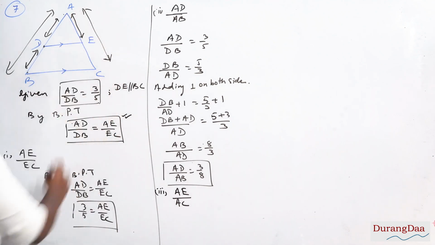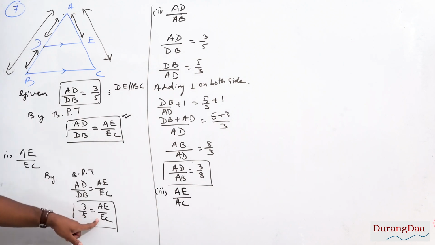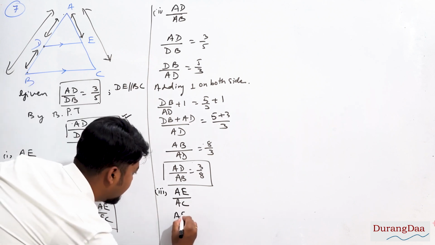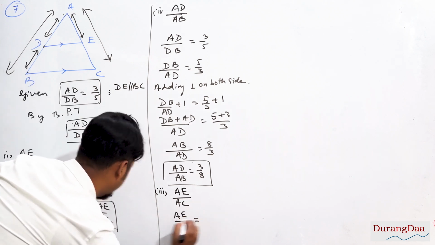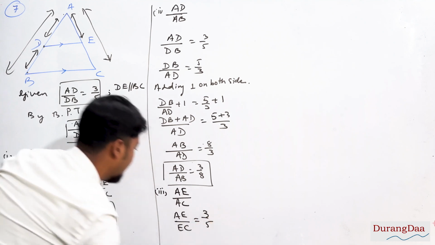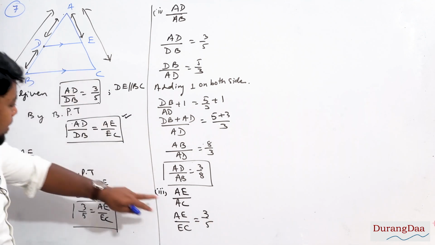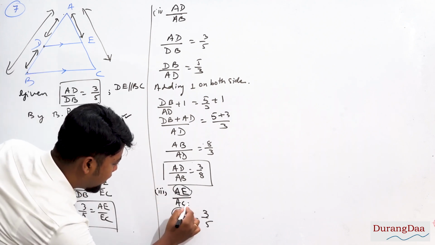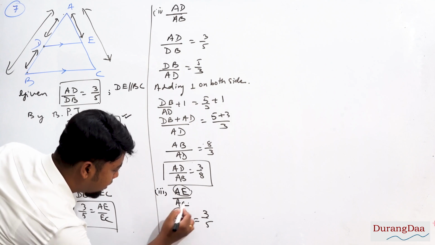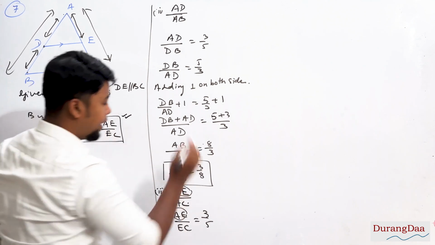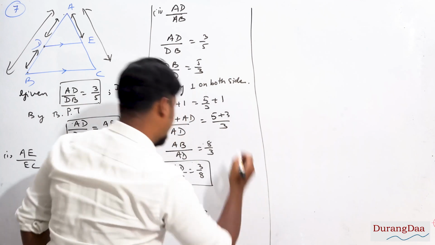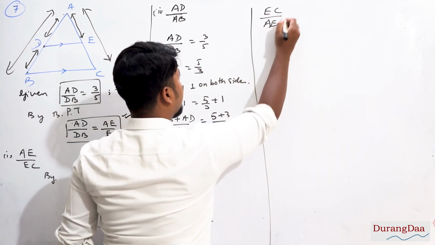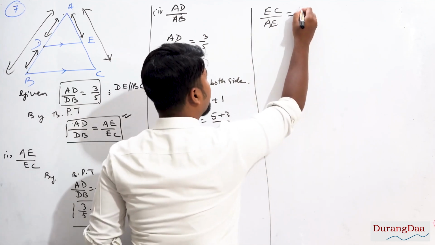Already we have got the value of AE by EC. The same method we'll use. The value of AE by EC is 3/5. Now what do we need? AE is already there, but we need to transform this EC into AC. To do that, again the same method. You will first take the reciprocal. EC by AE equals, this side, 5/3.